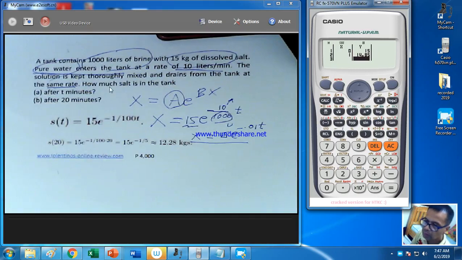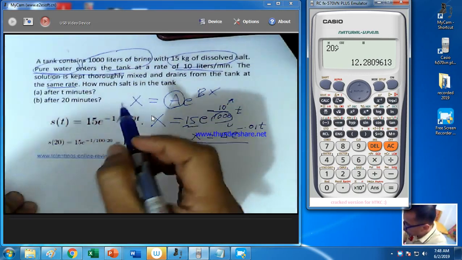And then, pwede na natin masagot to. Find the amount of salt in the tank after 20 minutes. Enter clear. Enter 20 shift 155. So, ito na yung sagot: 40.93 kilograms.